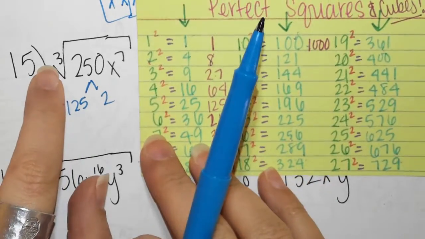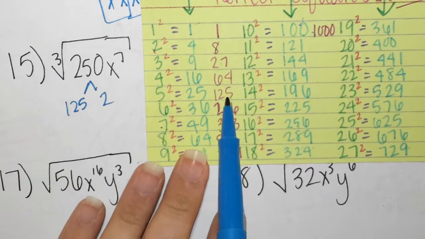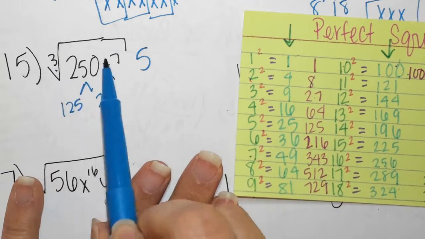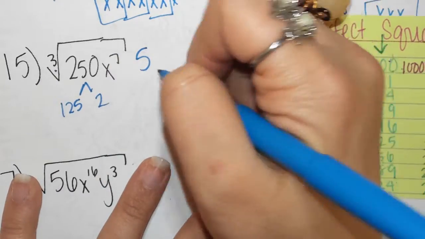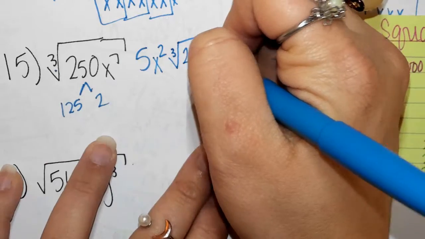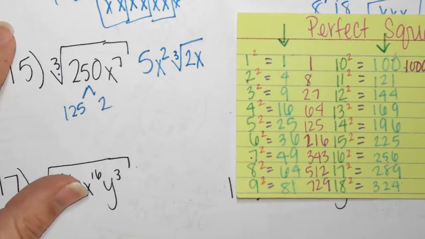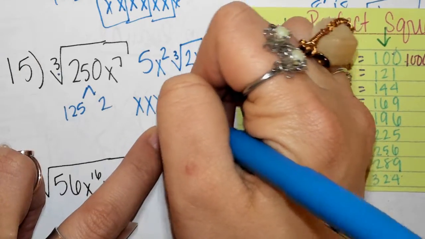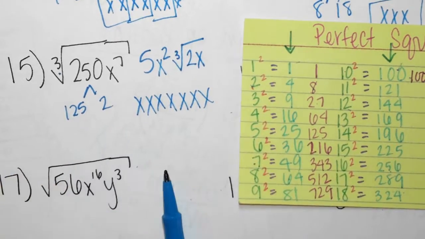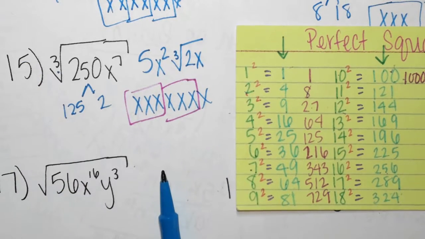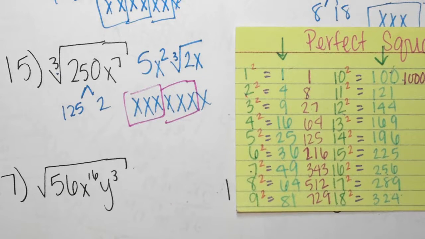All right, so we're looking for the biggest perfect cube. 125 is the biggest perfect cube. The cube root of 125 is 5, so 5 comes to the outside. How many times does 3 go into 7? Twice, so you have x squared. You have your x cubed, we have 2 left over, and we have 1 x left over. Now, remember, it's a cube root, so we need groups of 3. So we have our 7 x's: 1, 2, 3, 4, 5, 6, 7. We need groups of 3, so we have 1 group of 3, 2 groups of 3, and 1 left over. So when it's squared, it's 2. Yes, even with the variables.